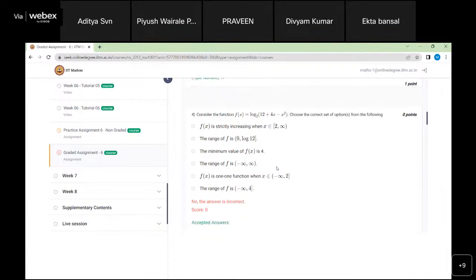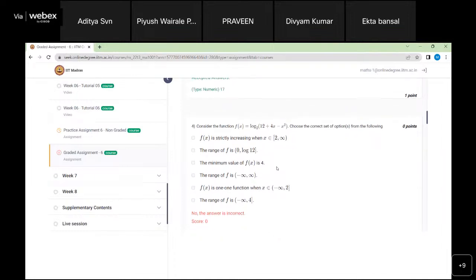Yes, sir. So the logarithmic function is already a one-to-one function, right? Log of x to any base. Yes, sir, it's one-to-one. That means in a specific domain, it's one-to-one.